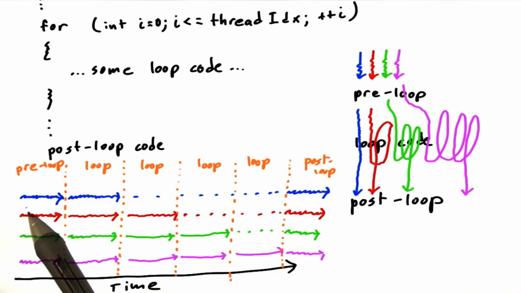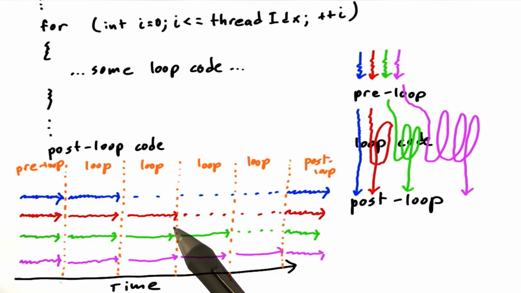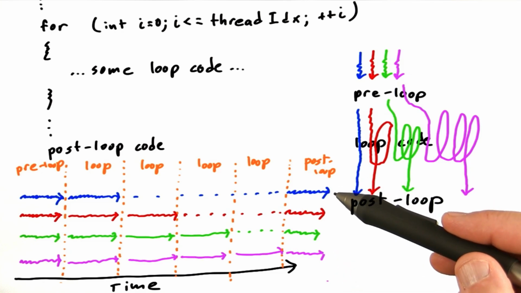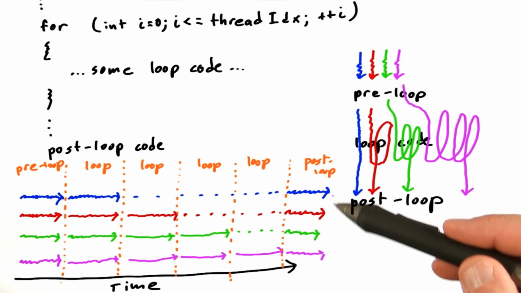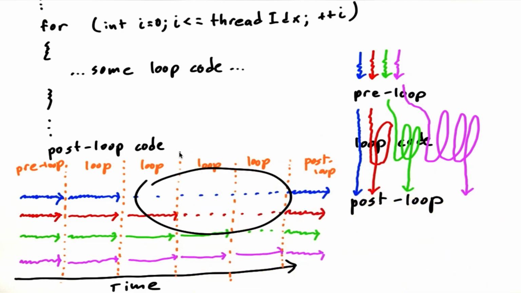But in this case, the blue thread proceeds for a while, and then because it's not going to do the loop again, it just ends up waiting around while the other threads do so. And then the red thread waits for a little while, the green thread waits a little bit, and only the purple thread was executing at full efficiency the whole time. And so you can imagine that if the hardware gets some efficiency out of running all 4 of these threads at the same time, then that efficiency has been lost during this portion of the loop.